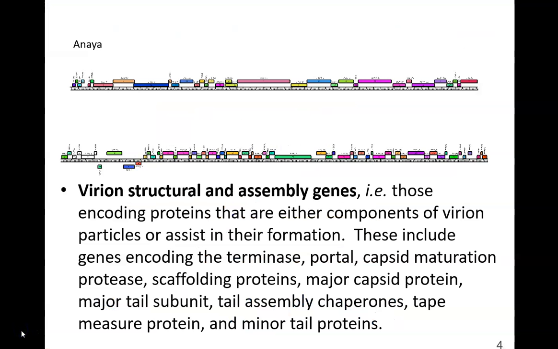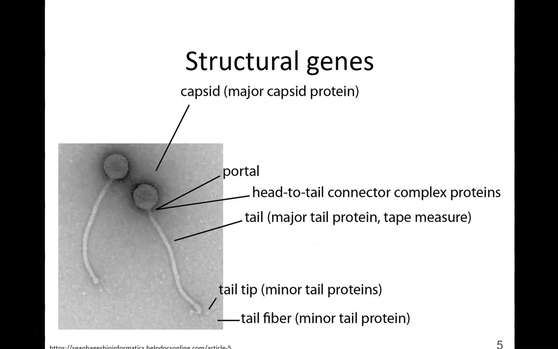One of the things we should notice when we look at our genome is that we have groups of genes in different places in the genome. On the 5' end, you usually have the virion, structural, and assembly genes. These are the genes encoding proteins that are part of the phage itself or assisted its formation: terminase, portal, capsid maturation protease, scaffolding proteins, major capsid protein, major tail subunit, tail assembly chaperones, tape measure protein, and minor tail proteins. If we continue along the genome, let me show this picture first.